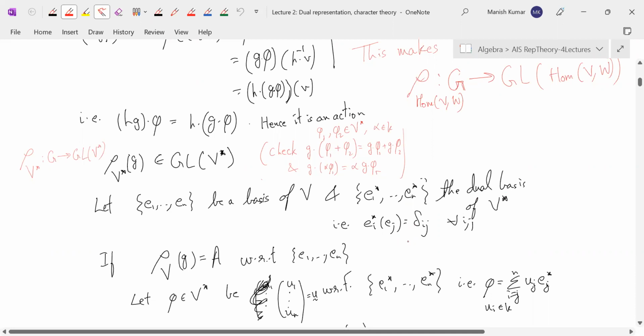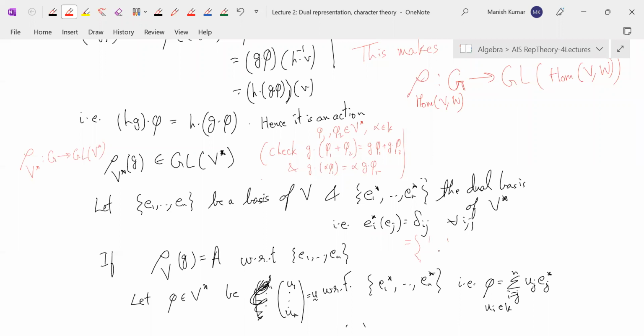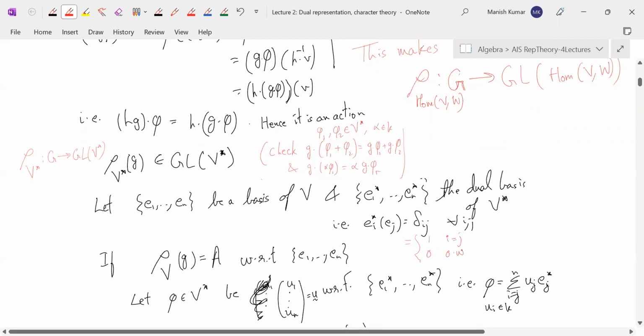So hopefully you know this notation, which is one if i equals j and zero otherwise. Okay. So e_i stars are e1 star to en star. So once you say what happens on the basis elements, that determines the linear map. So these are the dual basis elements of V star.